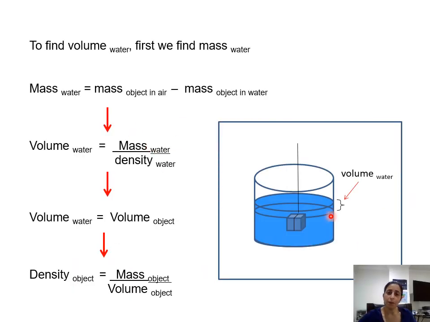So now, in order for us to determine this volume, remember that density is equal to mass divided by volume. So what we're going to first do is determine what the mass of this water here is. It turns out that the mass of this water is equal to the mass of our object in air, which we determined in part 1, that average number from part A, minus whatever the mass of our object is when it's submerged in water.